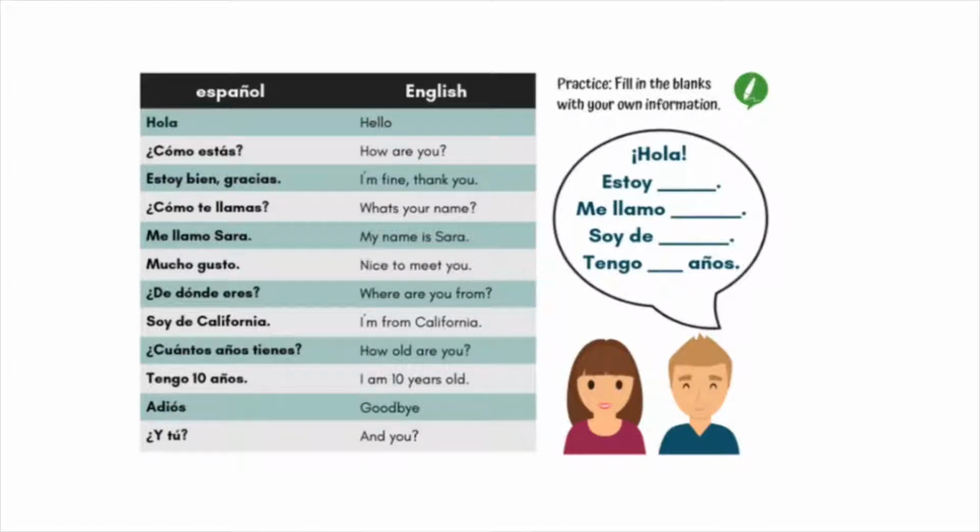Welcome to our first objective. For this objective, we're going to learn how to introduce ourselves and to engage in an introduction conversation in Spanish.